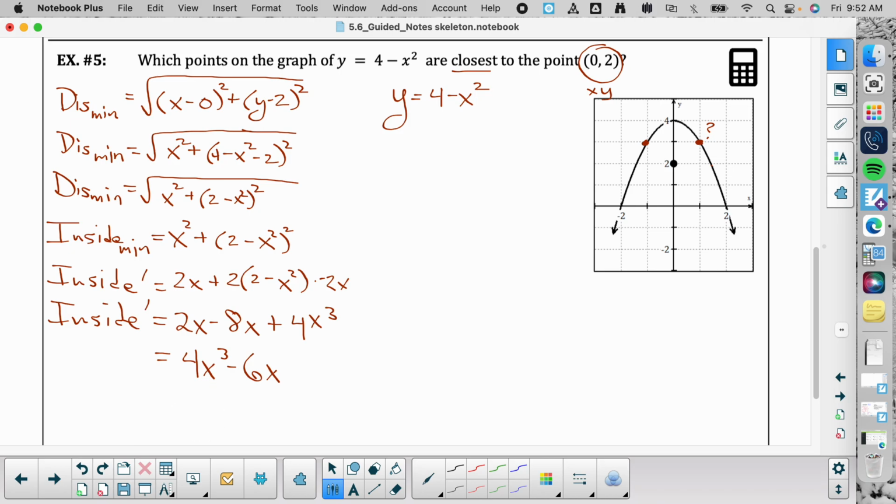Oops, I'll actually just factor it. I'm kind of running out of space. 2x times 2x squared minus 3 equal to 0. So these are critical numbers. They guarantee where it's the maximum.